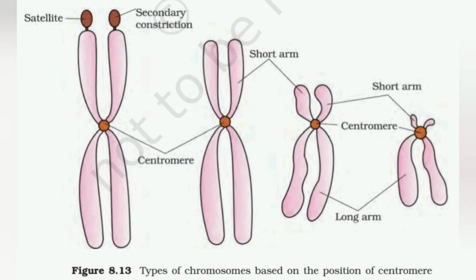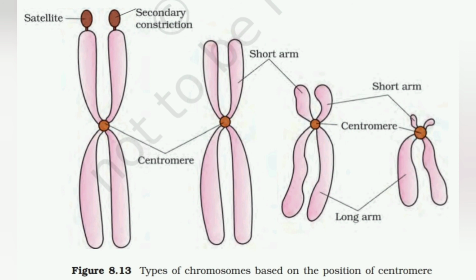Let me show you four types of chromosomes. We can see the position of the centromere is different in the different chromosomes. First one is metacentric chromosome, center centromere, equal arms. Second is submetacentric, one longer, one shorter arm. Third is acrocentric, one very long and one very short arm. And the last one is telocentric, in which the shorter arm is almost negligible.